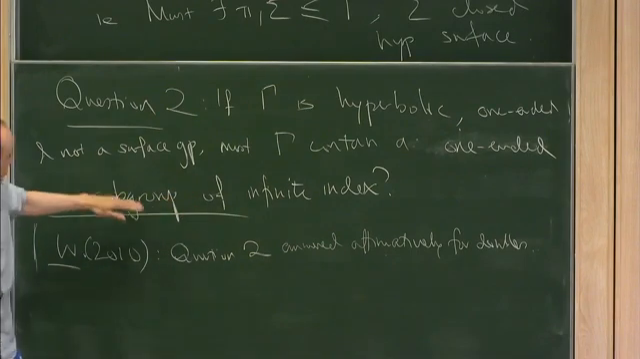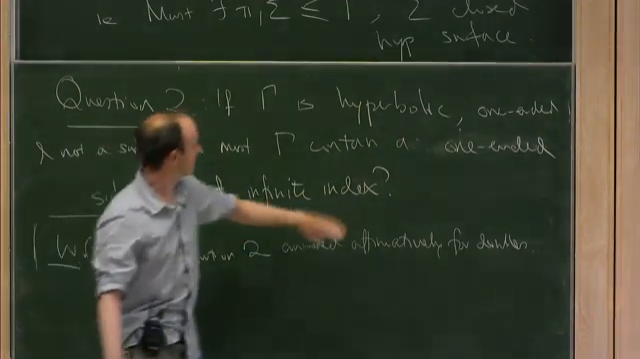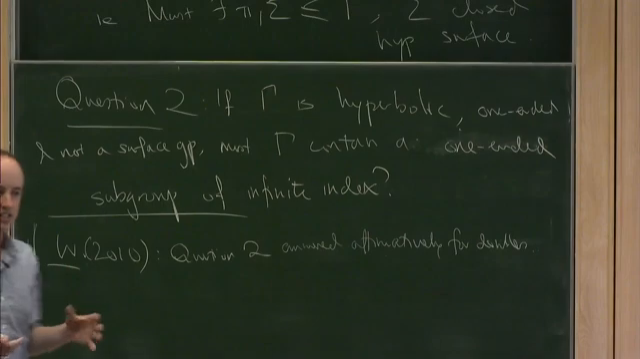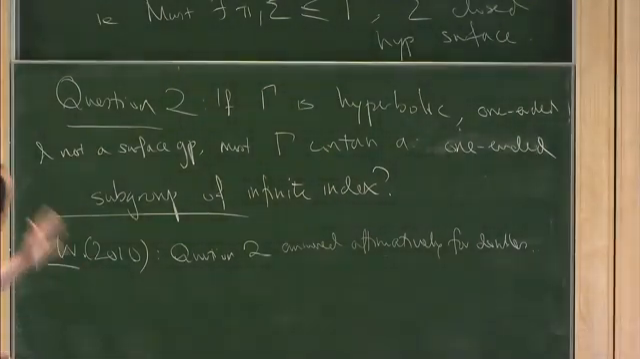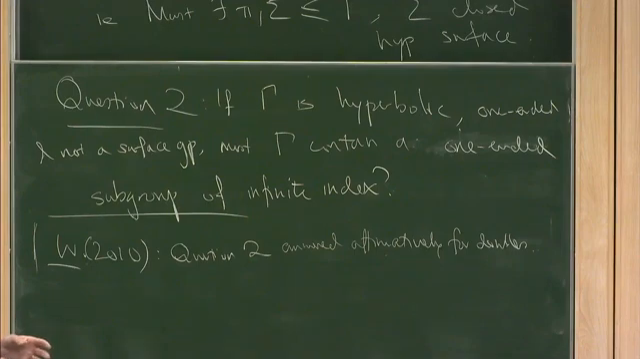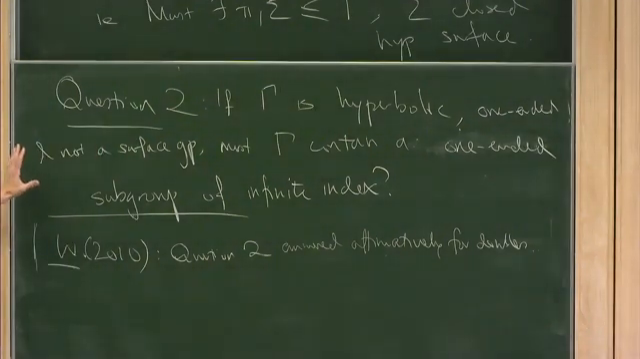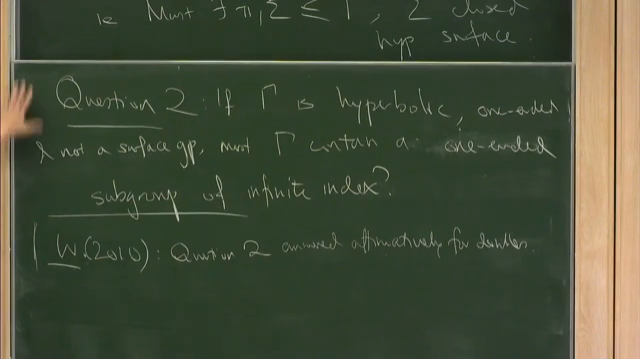Namely, if you're not a surface, then you can find an infinite index subgroup that's still one-ended. So that suggests that there's something extremal about surfaces, that surfaces are somehow some limiting case. Anything that's not a surface can somehow always be simplified in some way, whereas once you reach the surface point, you can't go any further, right? Question 2 suggests that kind of philosophy in trying to approach question 1.